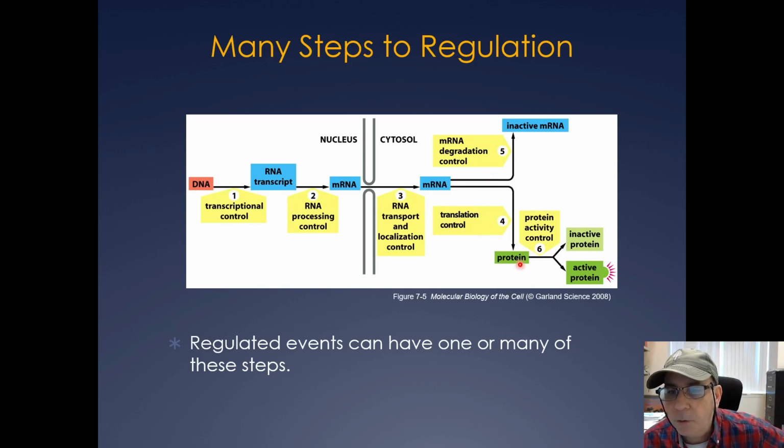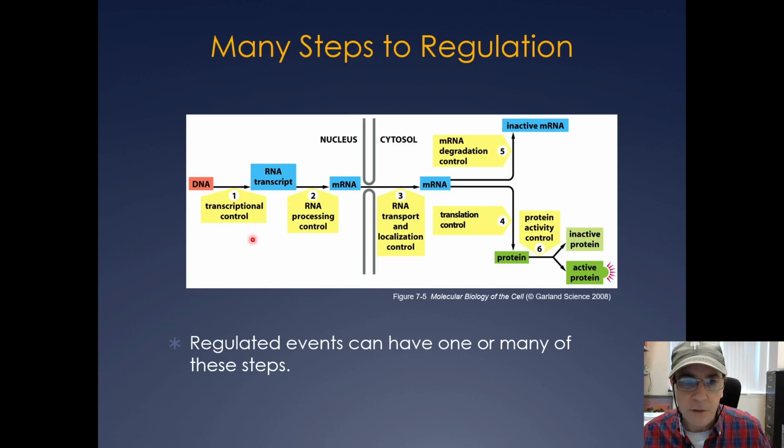Okay, and then once you have the protein, there's even further control. You can control the protein activity with post-translational modifications, or you can actually remove the protein through ubiquitination and turnover by the proteasome, which we talked about last time.